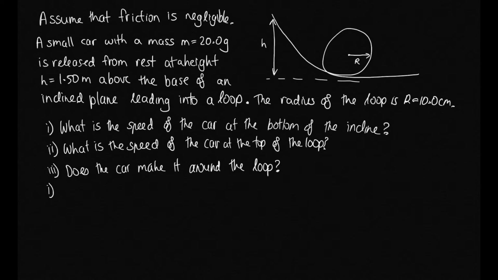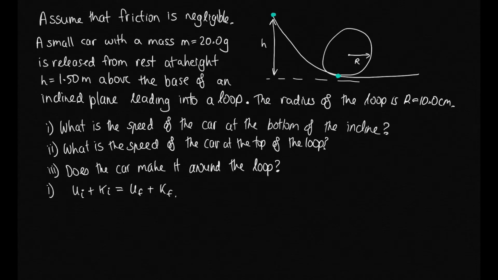So we are trying to find the speed of the car at this blue dot here. So it started at the top of the incline, traveled down the incline. So as it did so, it dropped in height h. Now the easiest way to approach this question is through energy conservation. So the initial potential energy of the car plus the initial kinetic energy of the car is equal to the final potential energy of the car plus the final kinetic energy of the car.